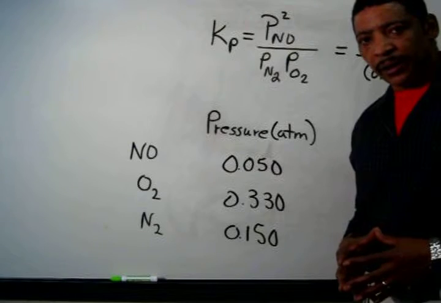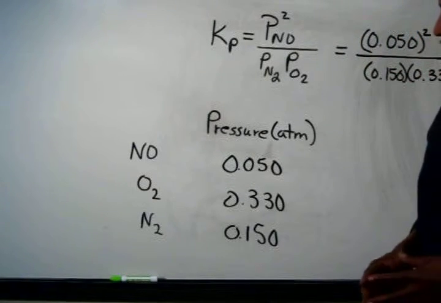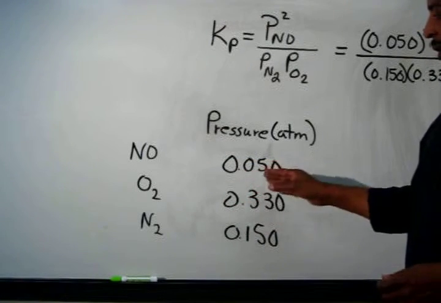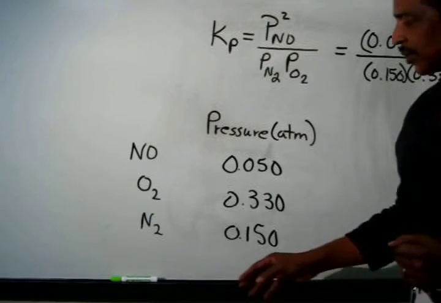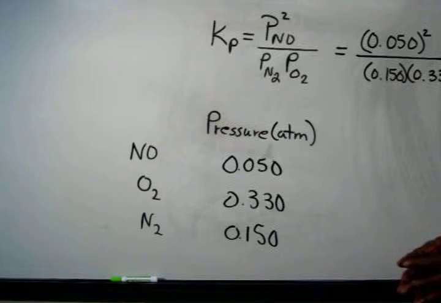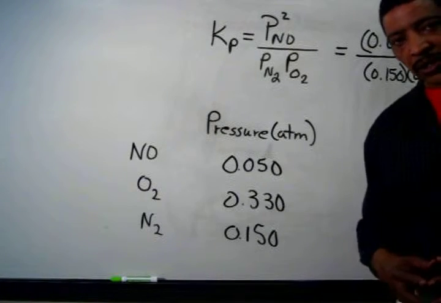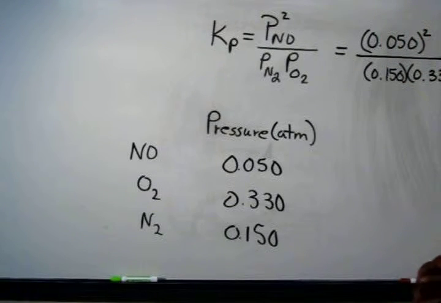Consider the following equilibrium partial pressures, where the partial pressure of the nitrogen monoxide is 0.050 atm, and the pressure of oxygen gas is 0.330 atm, and the partial pressure of the nitrogen gas is 0.150 atm.